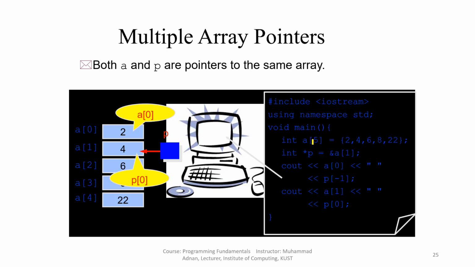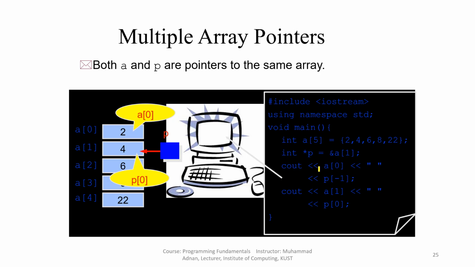We have an array a having size of 5 and the values are 2 4 6 8 22, and then what we do, we declare another pointer and store the address of the second element, which is a of 1, because the array starts with index 0. So the address of this location is stored in pointer p.